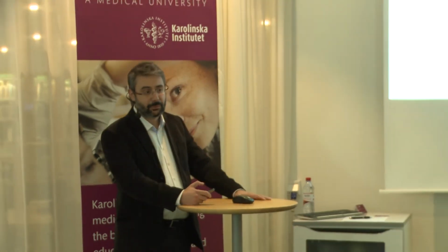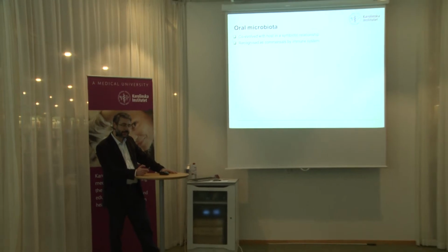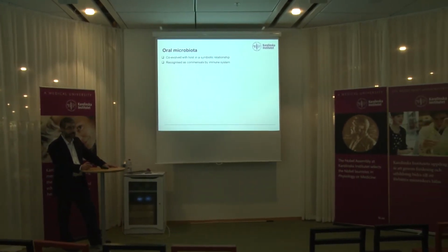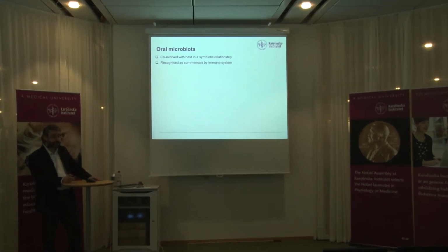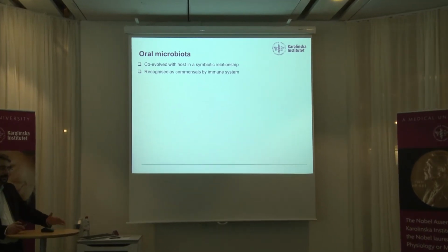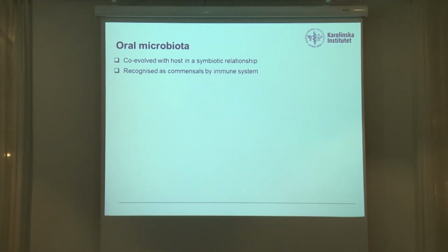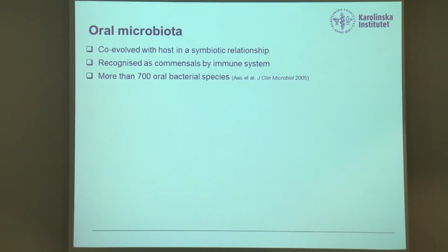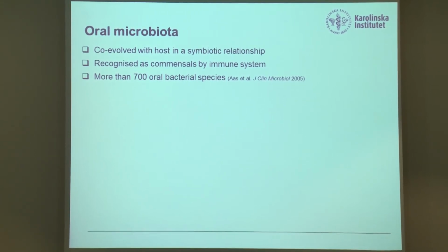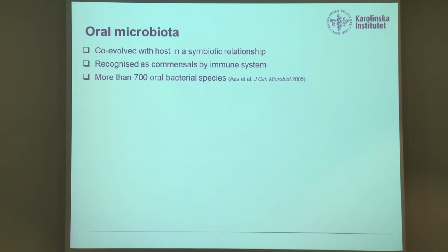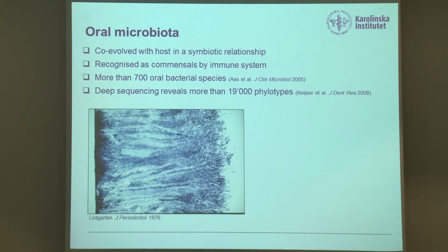The term oral microbiota refers collectively to all microorganisms that reside in our oral cavity. They have co-evolved together with us during evolution in a symbiotic relationship, and they are recognized primarily as commensals by our immune system. We know nowadays that we have more than 700 oral bacterial species in our oral cavity, and approximately half of them are as yet non-culturable. But more recent methods have demonstrated that we can actually have up to 19,000 or even more different phylotypes.